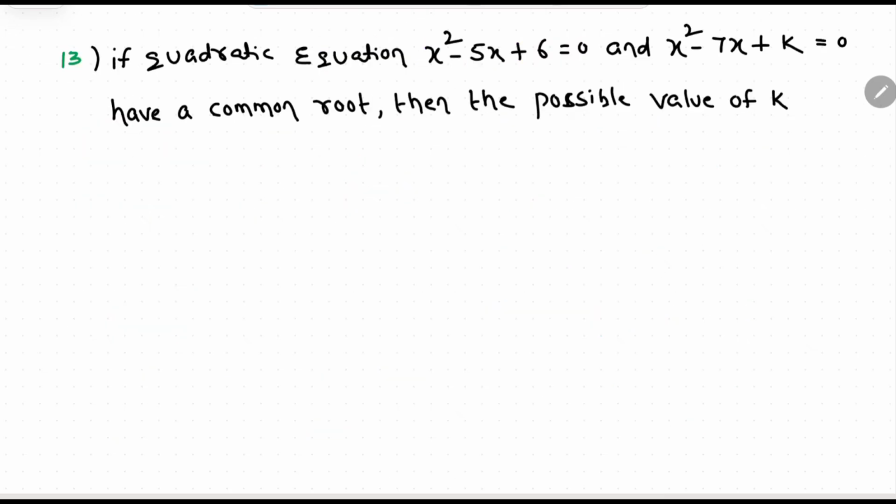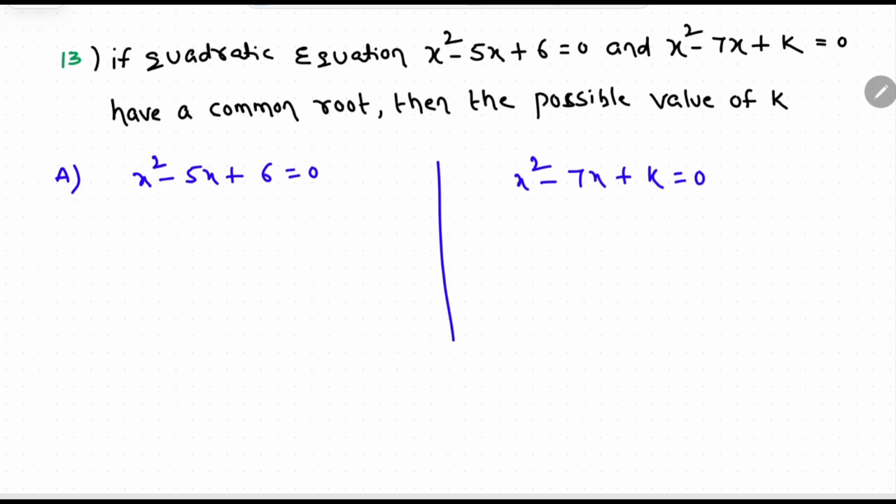Now in the given problem, we have two quadratic equations. One is x² minus 5x plus 6 equals 0. The other equation is x² minus 7x plus k equals 0. The condition is that both of these have a common root. One root is common among both of these equations.